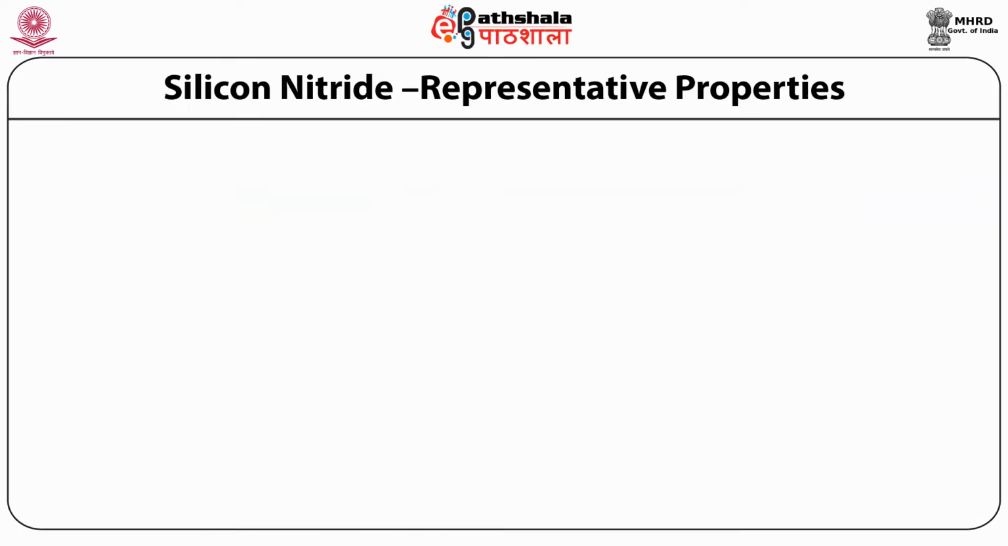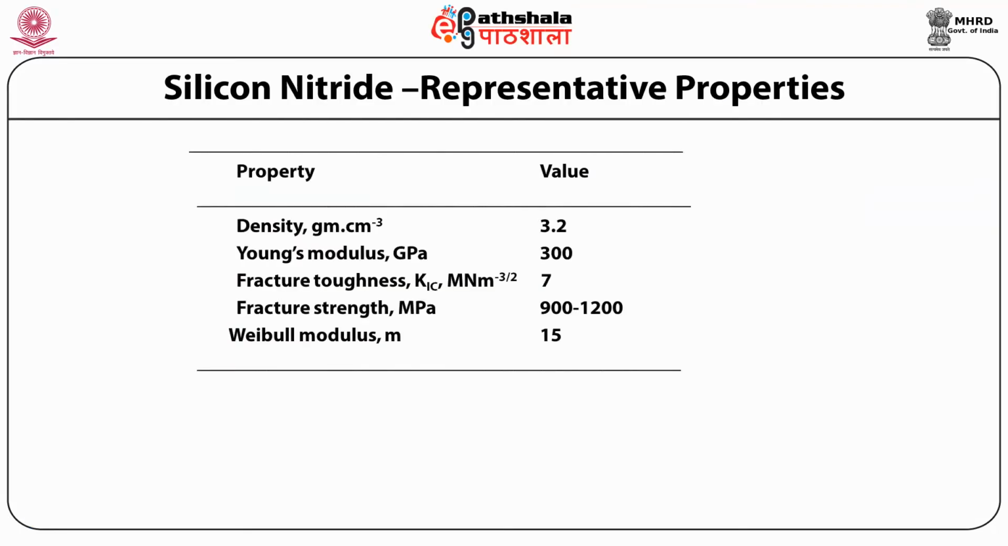So the representative properties of silicon nitrides are tabulated in this table, where the density of silicon nitride is 3.2 gram per centimeter cube, Young's modulus is 300 gigapascal, fracture toughness is 7 MN m^(-3/2), fracture strength is 900 to 1200 megapascal, and Weibull modulus is 15.